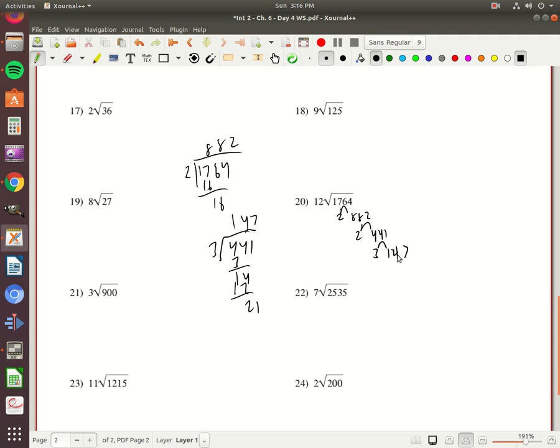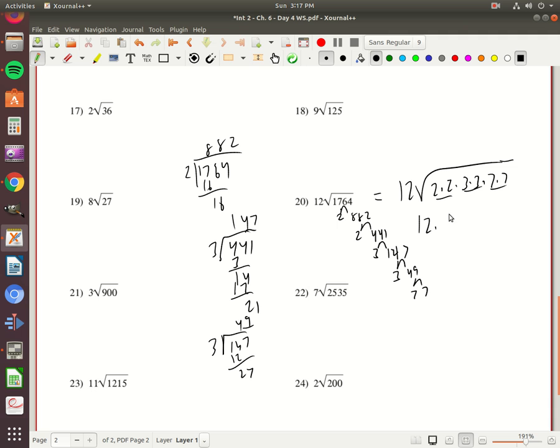And again, 1 plus 4 is 5, 5 plus 7 is 12. So I know that 3 will go into 147. It looks like it will go in 49 times. And I know this will be 7 times 7. So there we go. I get 12 times two 2s, two 3s. So this is a prime number. This is kind of crazy. So 12 times 2 times 3 times 7 is going to equal 12 times 42.